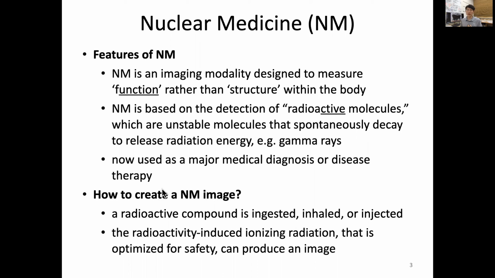So how do we create a nuclear medicine image? First, we do need a radioactive compound which can be ingested or inhaled or injected into the body. Then the radioactivity induces ionizing radiation that is optimized for human safety and can produce an image.